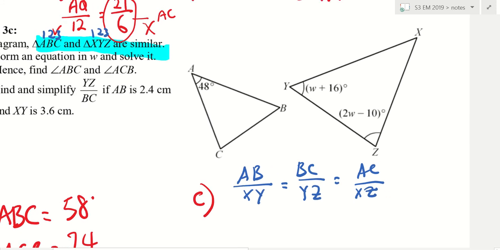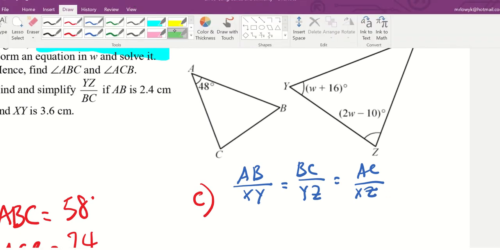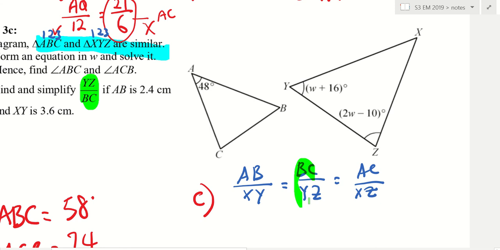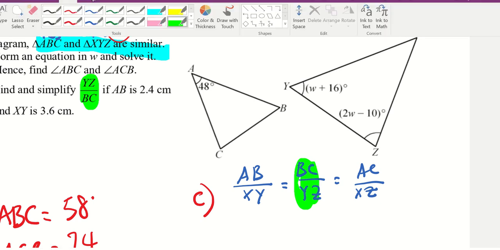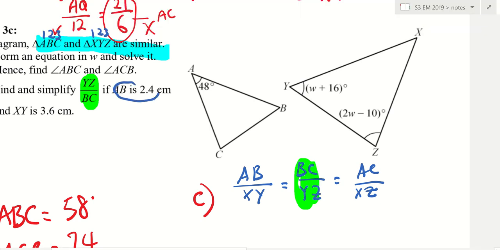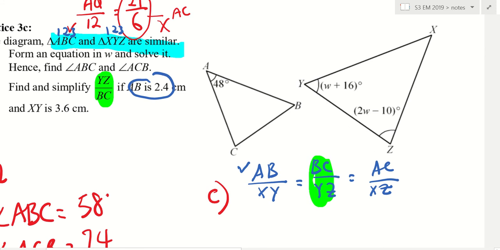Now, then you look at the question. The question wants the green color. That means the question wants this, right? Then I ask myself, what do I have? They say AB is 2.4, XY is 3.6, that means I use these two.